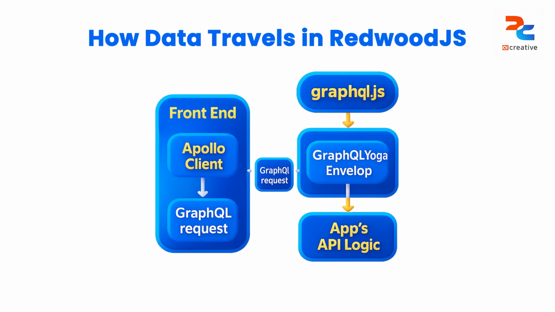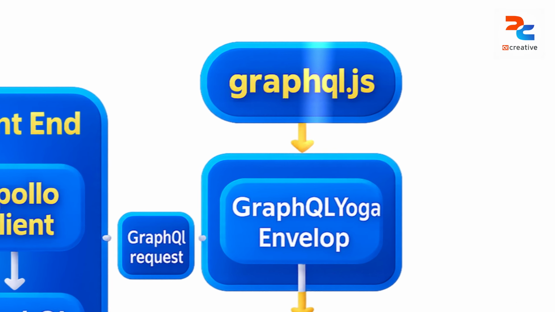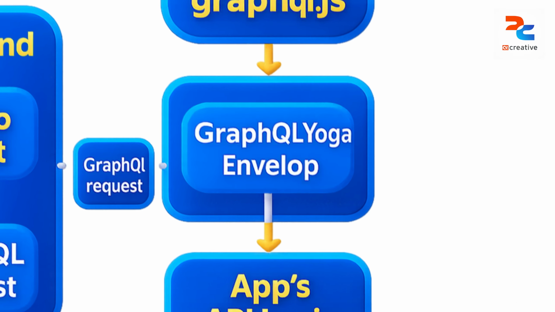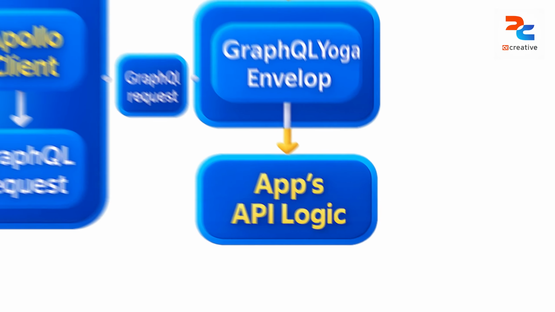So to sum up this flow, the front end sends a query using Apollo. The query goes to graphql.js. That file is picked up by GraphQL Yoga and Envelop. They route the request to your app's API logic, which we are about to explore.